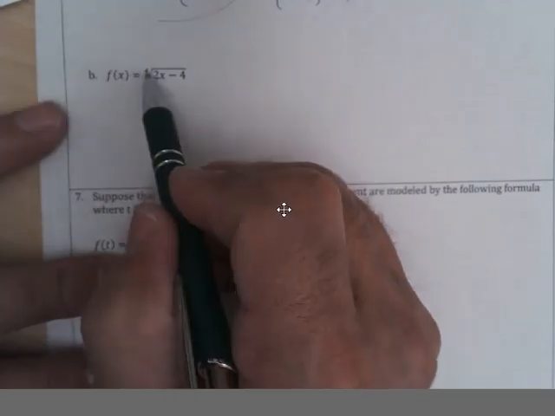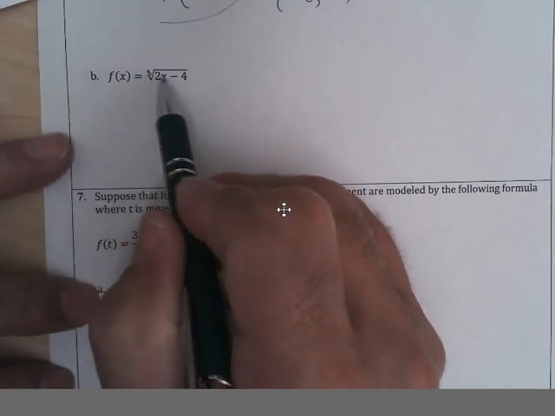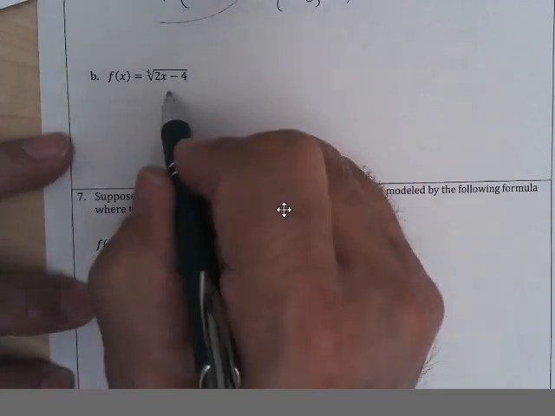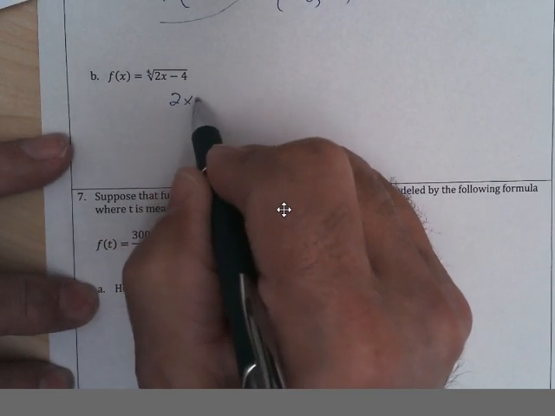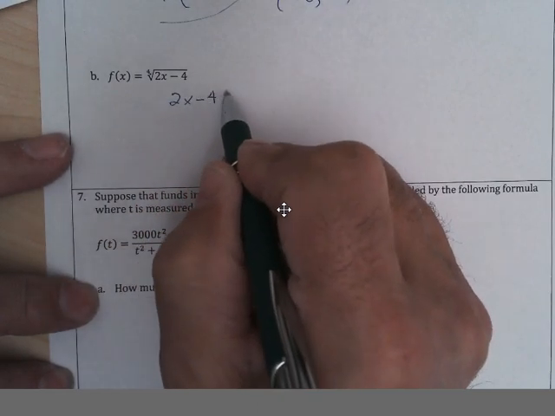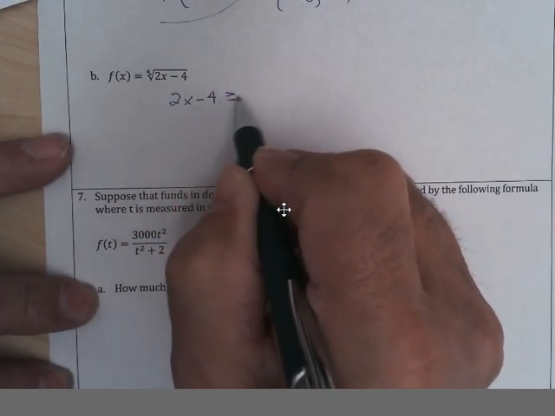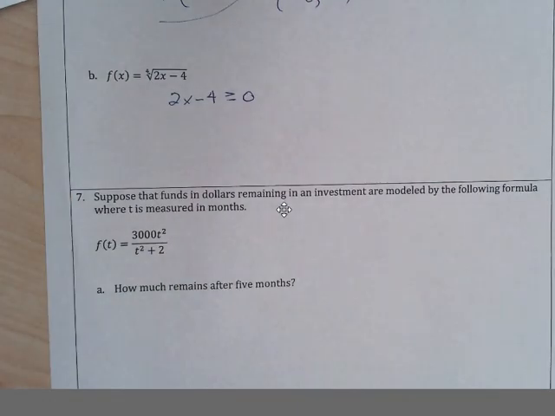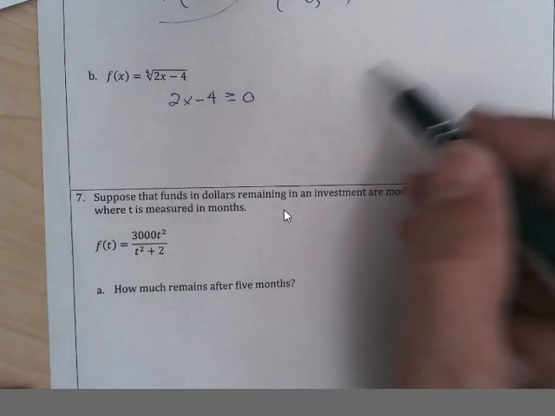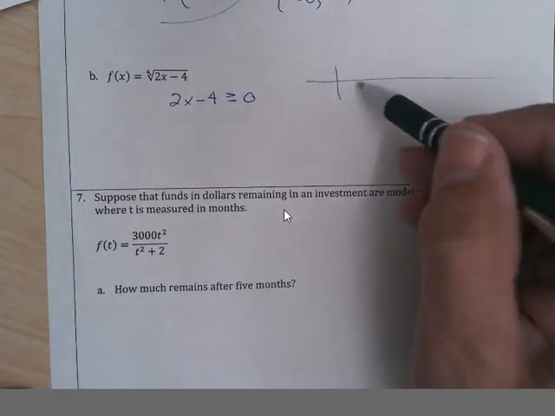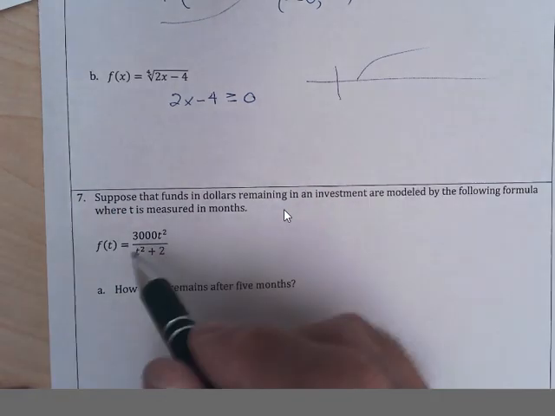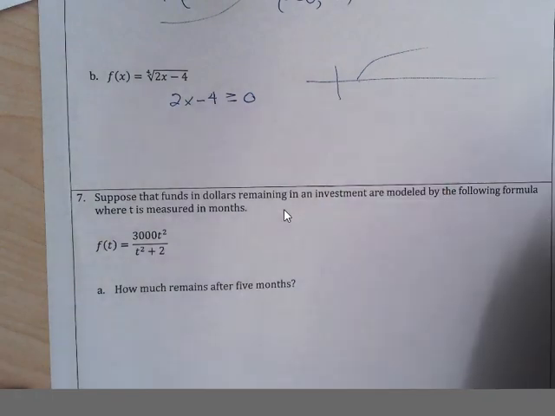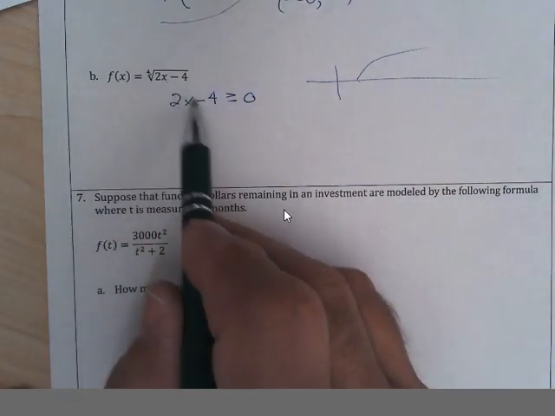On this one, an even root, the inside has to be positive. So that's 2x minus 4 has to be positive, or 0, greater than or equal to 0. Now, some people wrote that saying it's got to be positive. You could also graph it. You could type this into the calculator, and it will look like it starts at 2 and goes up like this, and so it's saying from 2 up. But we can also do it this way.